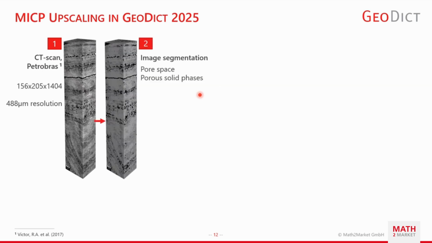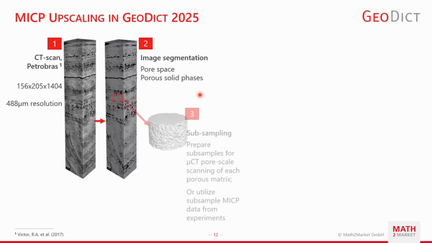To do so, there is now a new workflow in GeoDict 2025, which starts with image segmentation of a large-scale sample into pore space, which can be resolved, and different porous phases, which we call solid phases, which have different amounts of porosity in this example.